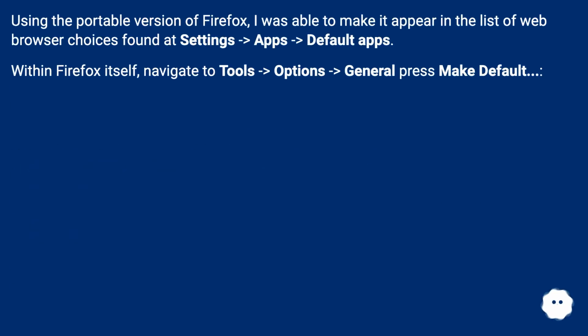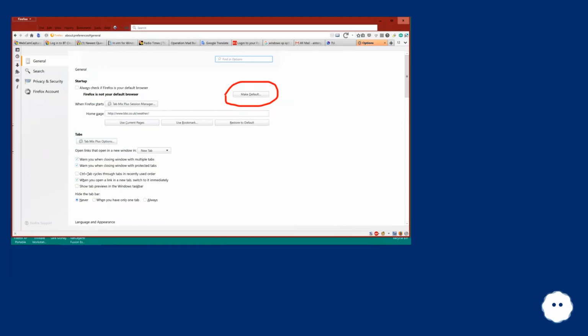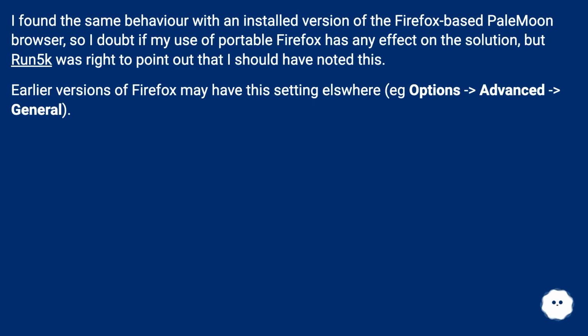Using the portable version of Firefox, I was able to make it appear in the list of web browser choices found at Settings, Apps, Default Apps. Within Firefox itself, navigate to Tools, Options, General, press Make Default. I found the same behavior with an installed version of the Firefox-based Pale Moon browser, so I doubt my use of portable Firefox has any effect on the solution, but Run5k was right to point out that I should have noted this. Earlier versions of Firefox may have this setting elsewhere, for example Options, Advanced, General.